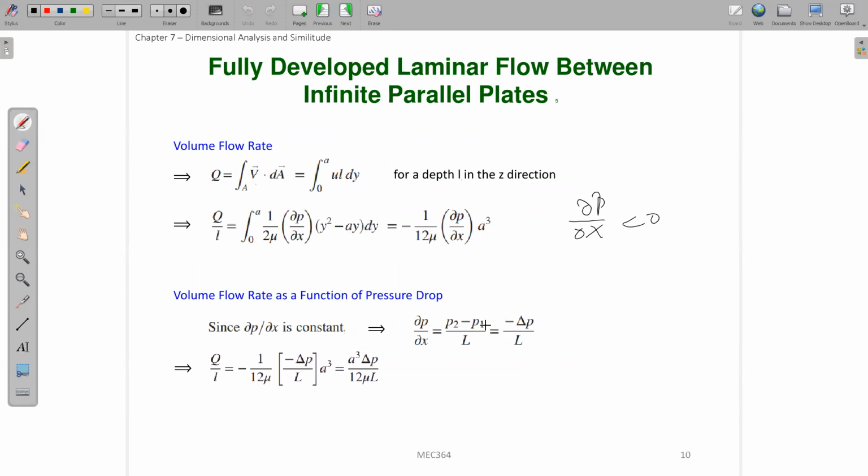Also, because P1 is larger than P2, which is the reason the flow can move, we can write this as minus delta P over L, because delta P, the P1 minus P2, is larger than 0. You substitute this one into here. You can see that this Q over l can be rewritten as a cubed over 12 mu times delta P over L. So this is another result we get from this fully developed flow analysis.